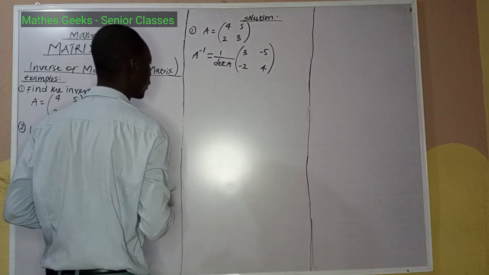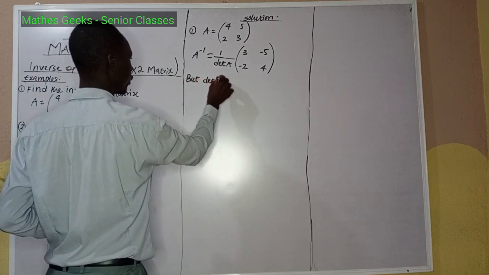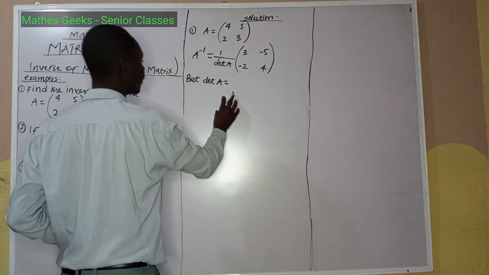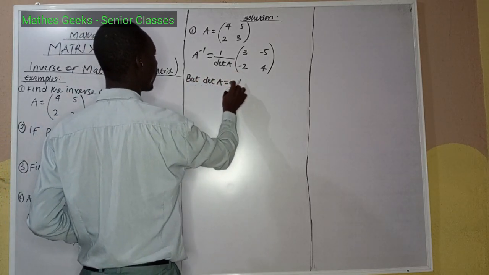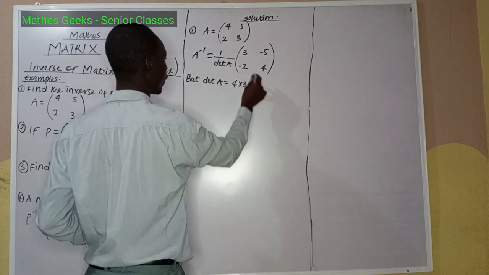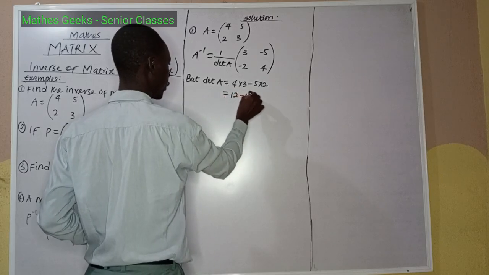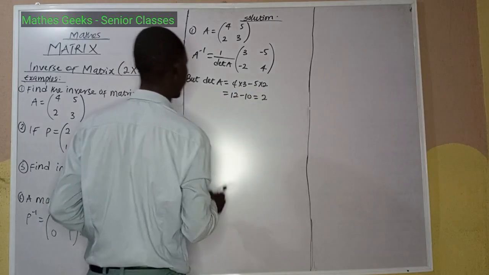So let's get the determinant of A. The determinant of matrix A is equal to 4 times 3 minus 5 times 2. That's 12 minus 10, which is equal to 2.